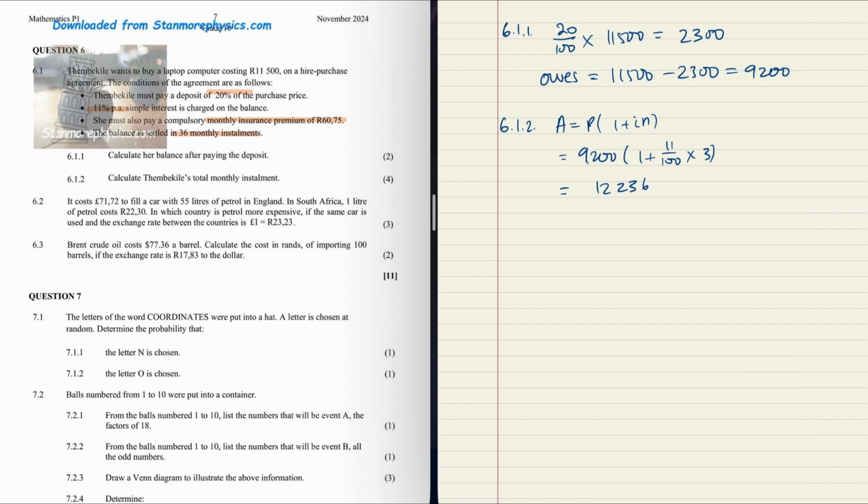So from here, what we can do is to figure out the monthly repayment. We're going to divide the 12,236 by 36. And not forgetting, we need to add the monthly premium, so 60.75. That's going to give us 400 Rand and 64 cents.